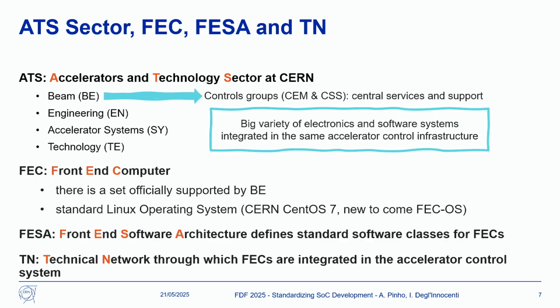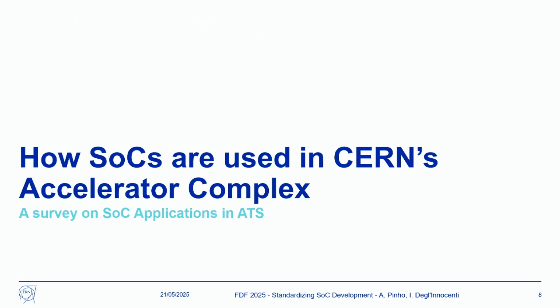The TN is the technical network. So indeed, it is this TN network in which the FECs are integrated and through which they talk, and they're integrated in the accelerator control system. So indeed, that is how system on chips are used in the CERN accelerator.